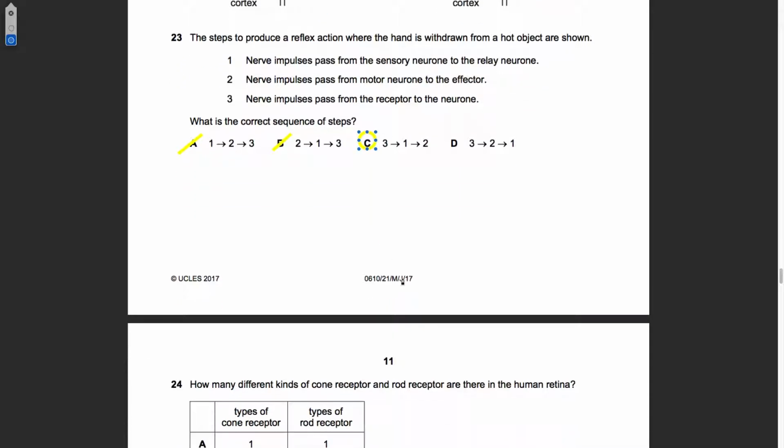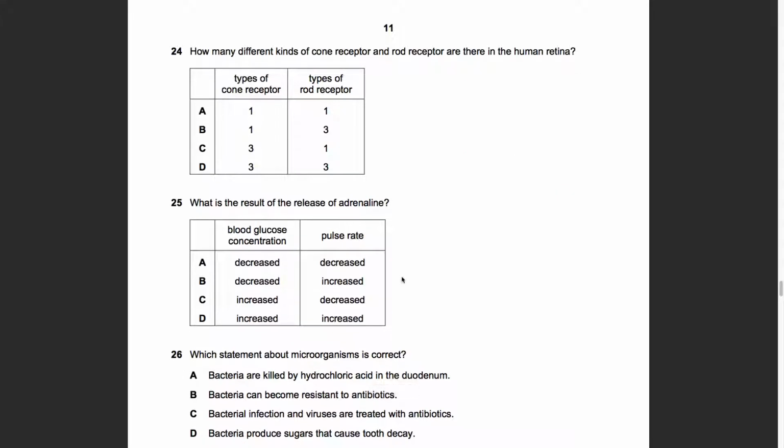Okay, 24. Still on the nervous system, but this time on the eye specifically. We're looking for how many different kinds of cone, how many different kinds of rods. There's only one type of rod receptor, so let's get rid of B. Let's put a line through it. Let's put a line through D.